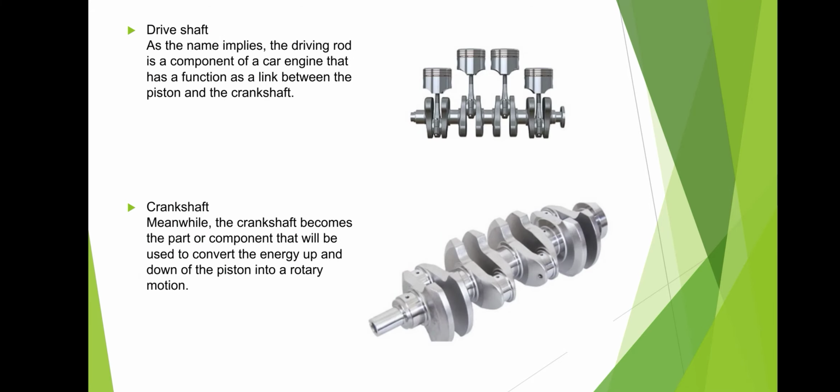Next, this is the drive shaft. As the name implies, the driving rod is a component of a car engine that has a function as a link between the piston and the crankshaft. This is the crankshaft. Meanwhile, the crankshaft is the component that will be used to convert the up and down energy of the piston into a rotary motion.